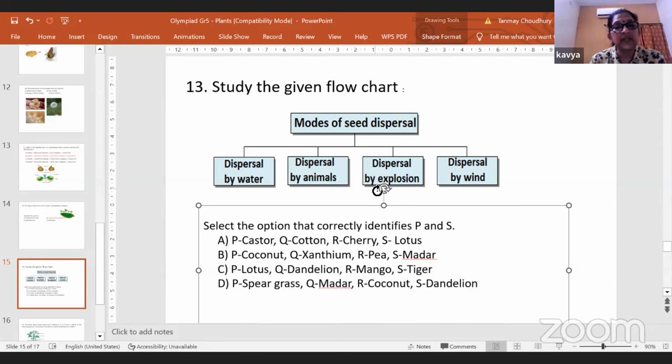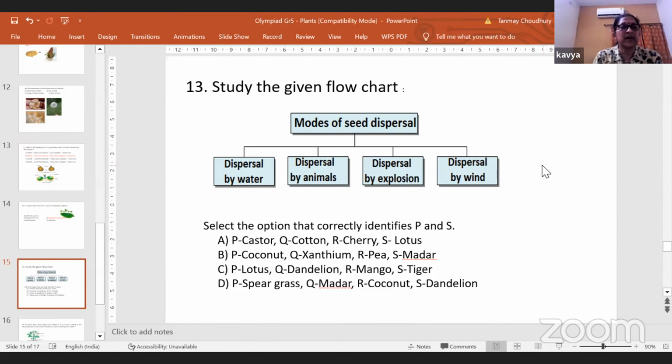Okay, dispersal by explosion. Once the fruit dries up, it is like in a pressure cooker, a lot of pressure builds, and then it will just burst. So the fruit also, once it dries up, a lot of pressure builds inside it, and it just bursts. And when it bursts, the seeds are all dispersed. They are all scattered from the parent plant.